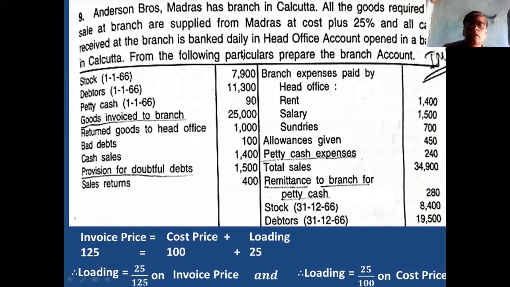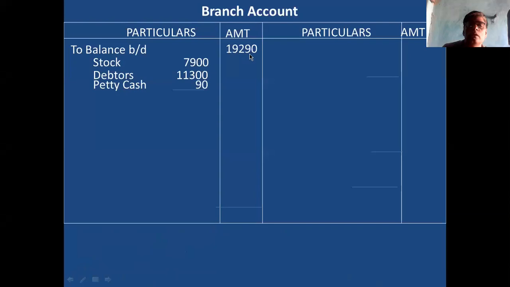This is the branch account. The first item in the branch account is to balance brought down. The first item: stock, debtors, petty cash. 3 items are there. The total of this is 19,290. This is the first item. Then the second item is goods sent to branch, which is 25,000. Okay, second item.